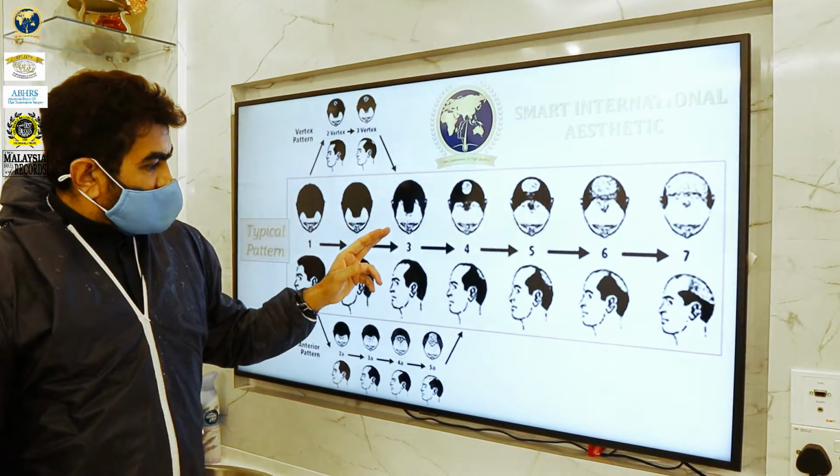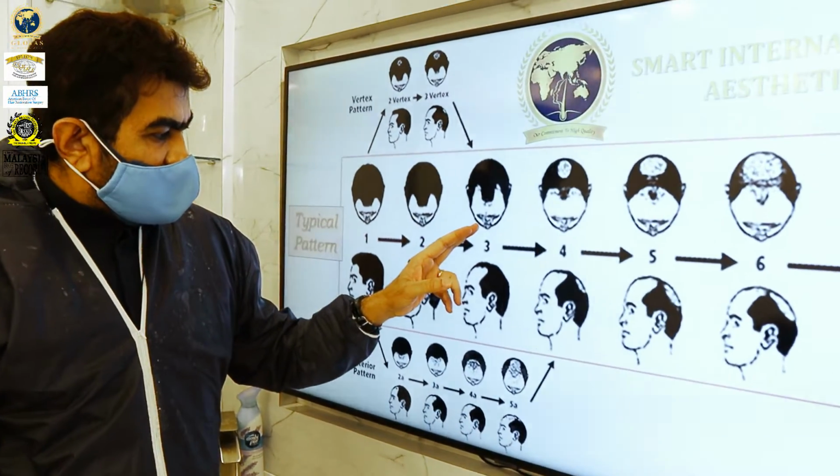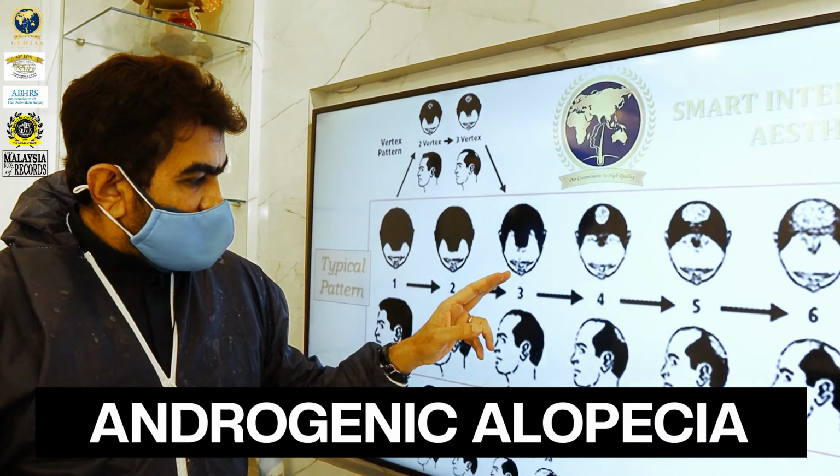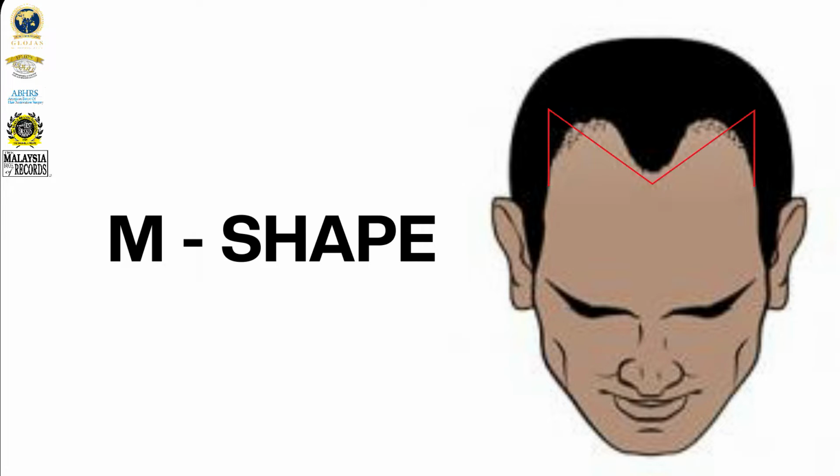Alright, this is a male pattern hair loss level 3. Androgenic alopecia, male pattern hair loss level 3. There's no hairline from here to here. There's no hairline from here. It's already receded and gone inside. Looks like an M shape. Some people call this M shape.